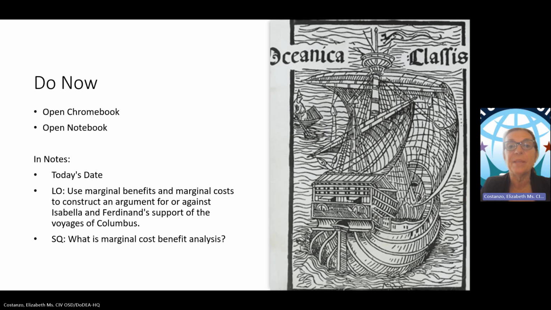I love do nows because as they're doing the do now, that's a great opportunity to take attendance and it gets them working as soon as they come in the classroom. All right, so let's get started.